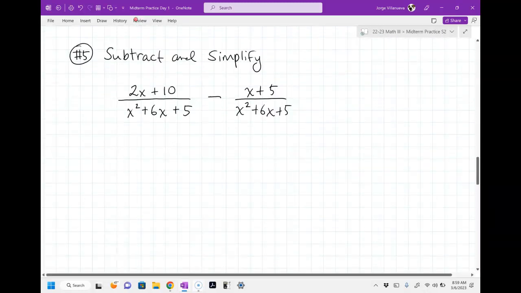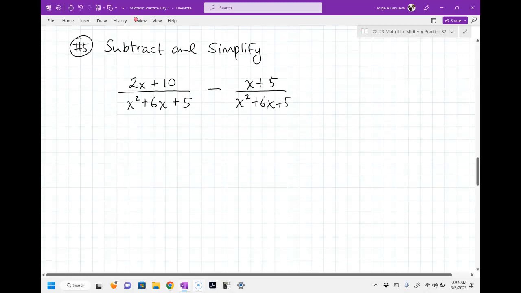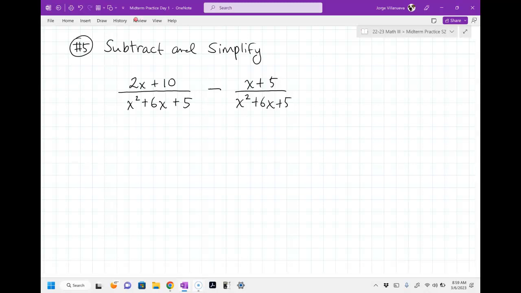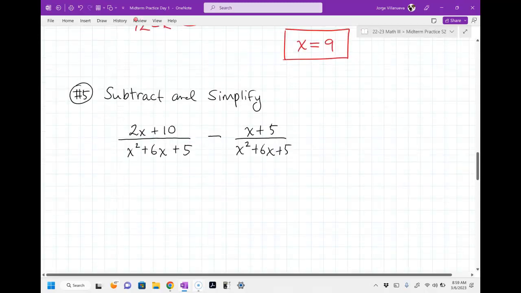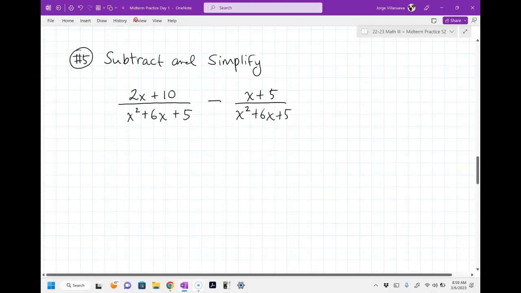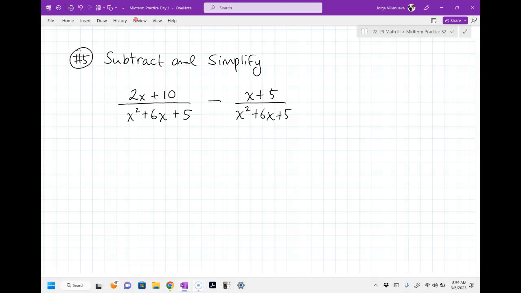All right. Subtract and simplify. Now, the reason why I'm doing a subtraction, let me just double check real quick. Yeah. The reason why I'm doing a subtraction is because the addition problems aren't tricky. You just add everything. The way it looks, you keep the signs the same, you don't change anything. It just kind of adds together.